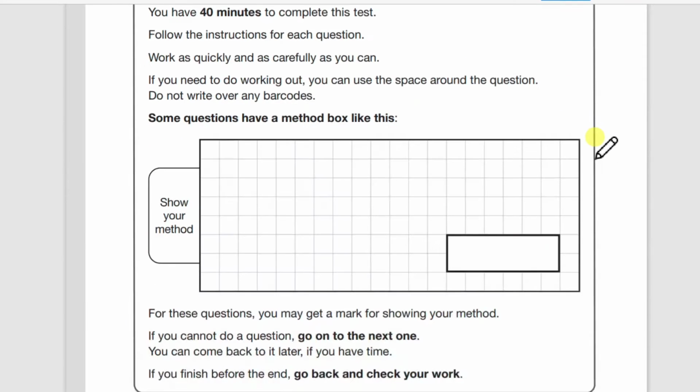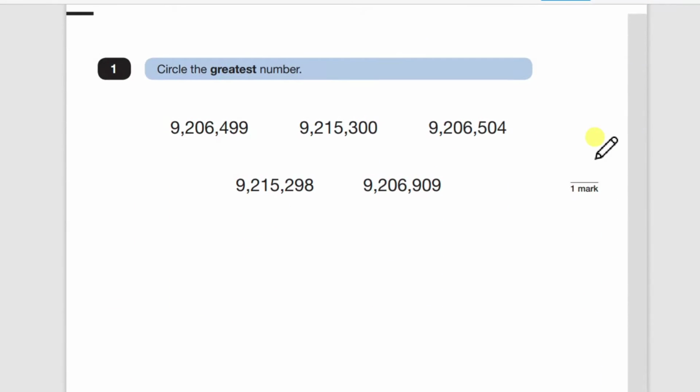Because we know how this works. Okay. So, here we go.